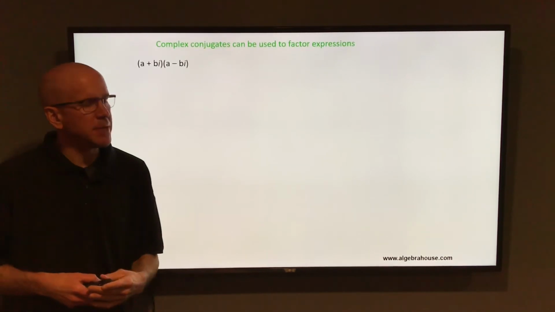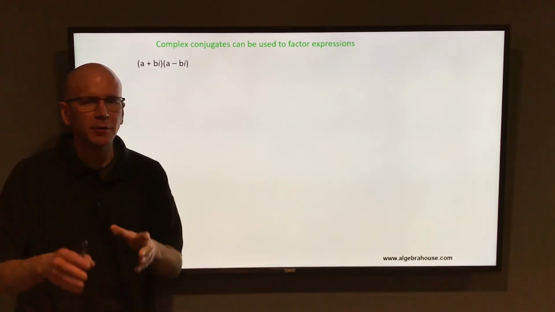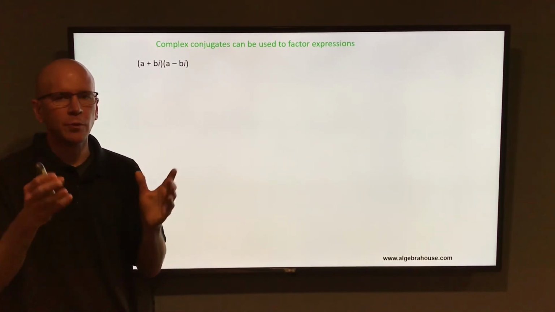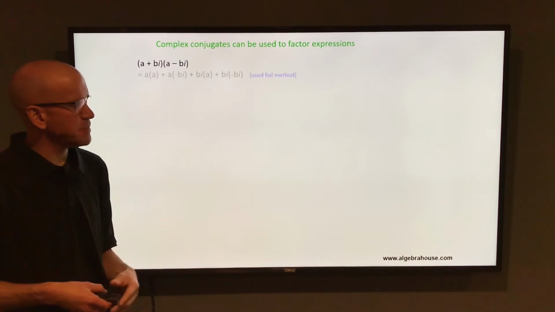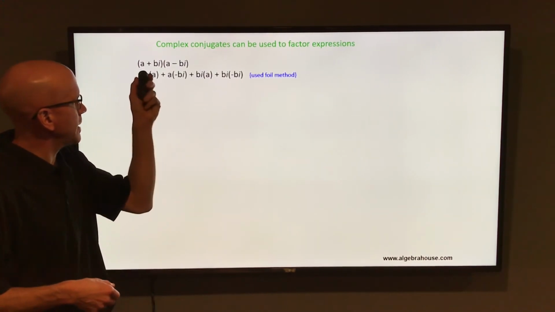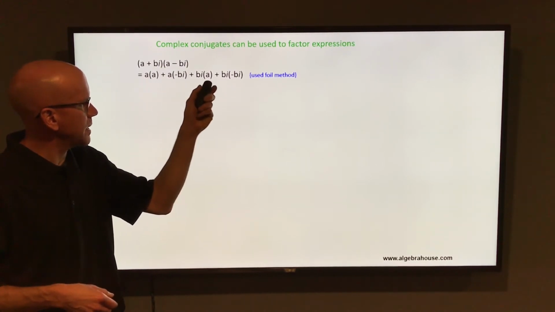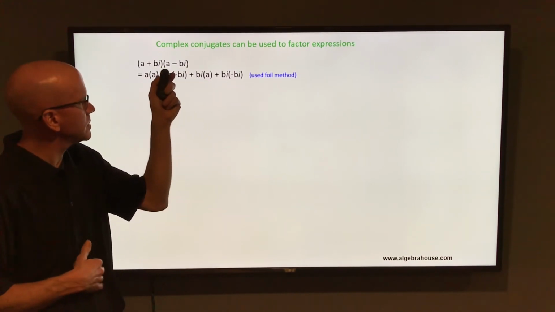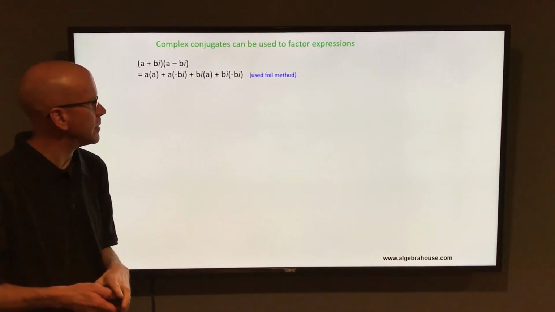Complex conjugates can be used to factor expressions. If we have a plus bi times a minus bi, don't need to write this down, just watch, and we're going to discover a little known fact. A plus bi times a minus bi, with the FOIL method of distributive property, take a times a, and then take a times negative bi. Bi times a, distributing the bi through the second set of parentheses, and bi times negative bi. So just FOIL method of distributive property there, no big deal.